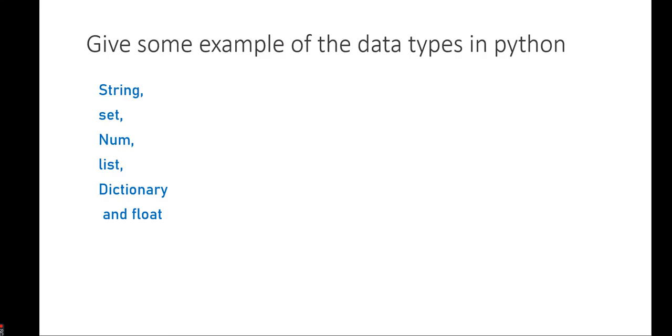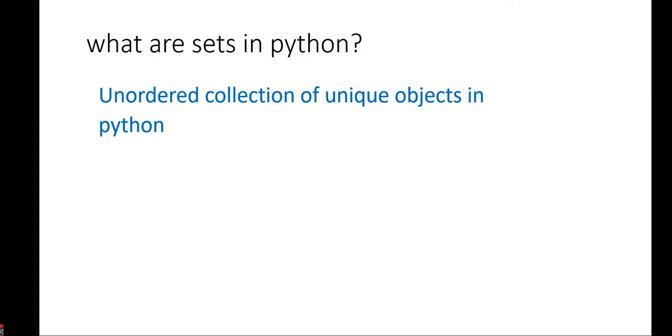Give some examples of the data types in Python. It could be a string, a set, a number, a list, a dictionary, and a float. What are sets in Python? It is an unordered collection of unique objects. Let's suppose I'm having a list or a tuple with multiple values, which means one value is getting repeated. If I want all the unique values from a list or a tuple, then we can use sets.